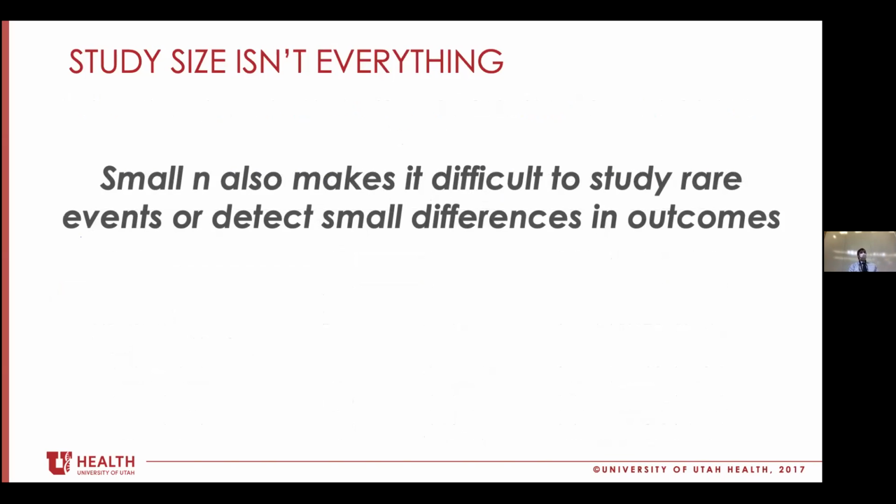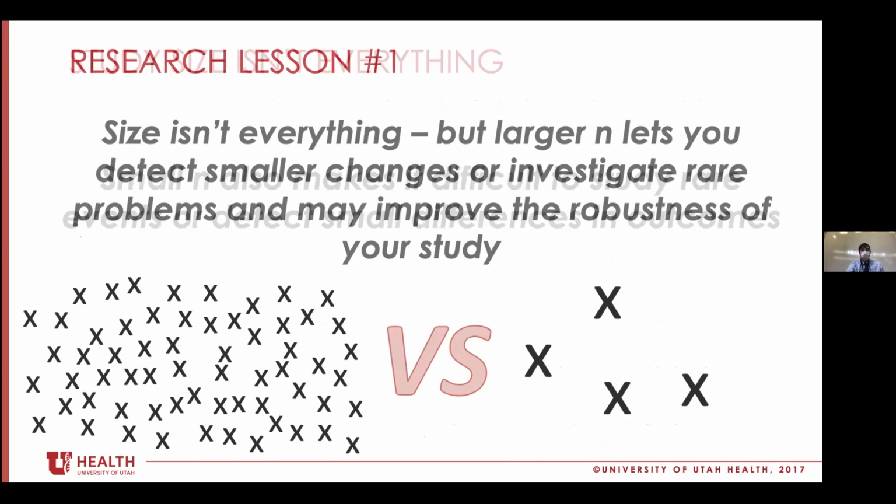Beyond that, having a small cohort size makes it difficult to study rare events or to study small differences in outcomes, right? That's the beauty of power, is that with a larger study size, you can detect smaller differences. So while size isn't everything, this is our first research lesson. A larger cohort or a larger N lets you detect smaller changes or investigate more rare problems and may improve the robustness of your study and increase the number that is the fragility index.